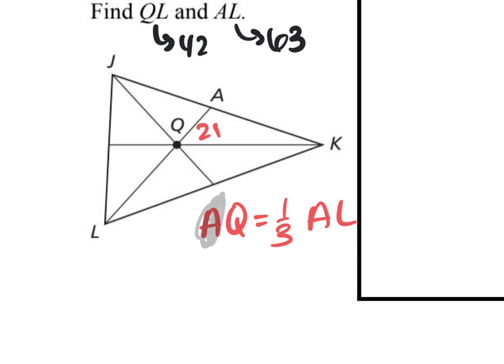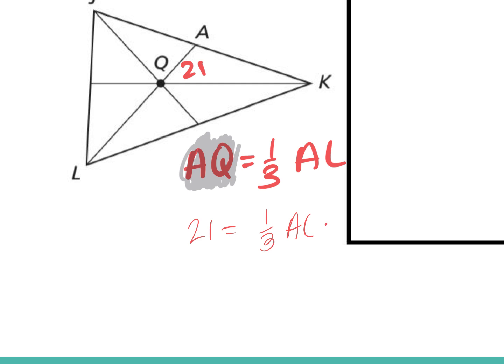Now, we know which length? AQ. So we're going to go ahead and substitute in what for AQ? 21 equals 1/3 times AL. Guys, this is a standard algebra problem now. How do you solve for AL? Multiply both sides by 3.